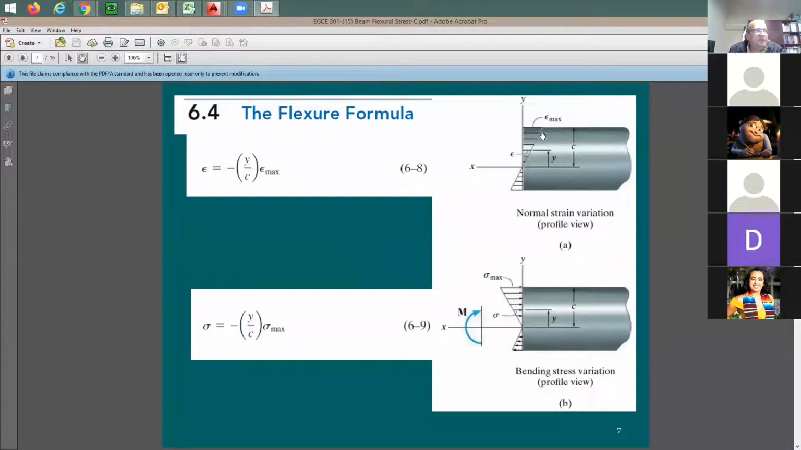So here's the strain distribution, and here's the stress distribution. This is also the uncracked section, like homogeneous. This is for metal. You know that this was originally made for metal. This type of exercise in the 301 is made for homogeneous material. Concrete is non-homogeneous because you're going to see steel and concrete. But before the concrete cracks, that's why we treated this as uncracked.